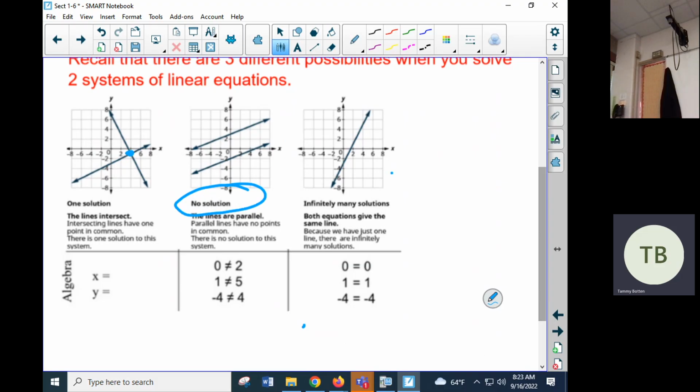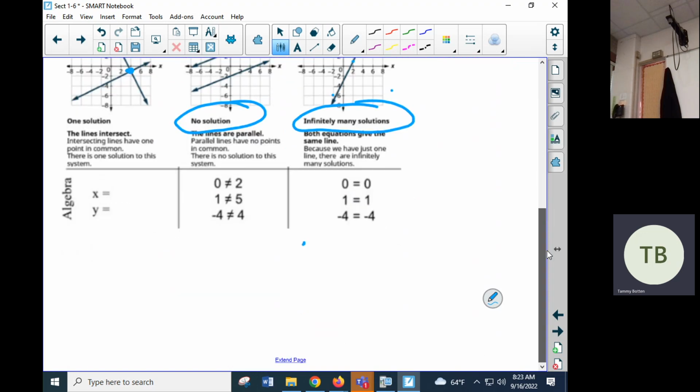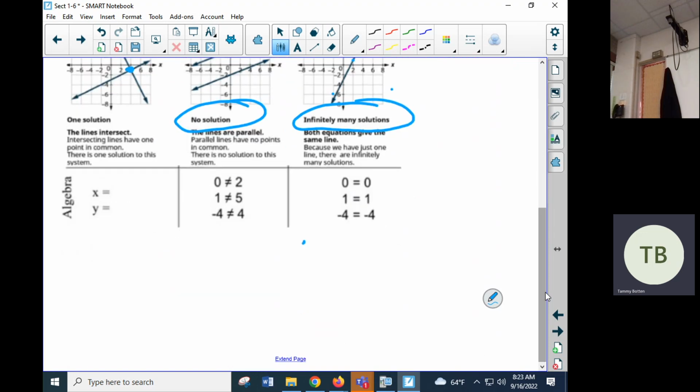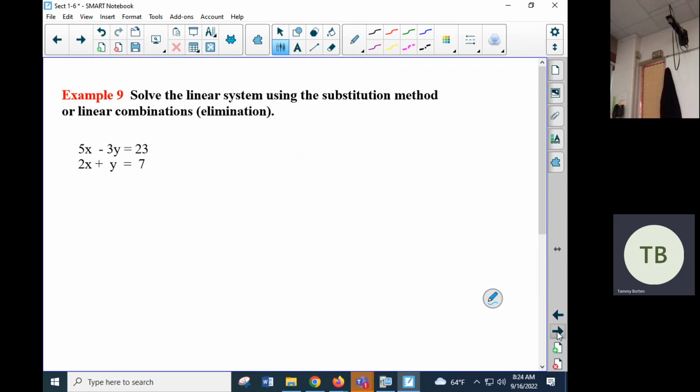And then the last thing that can happen today is both lines can be the same line and then they really intersect in every single point. So that's infinitely many solutions. And how we're going to be able to tell that today is our variables are going to cross out and we're going to have something on each side of the equation that are equal. Here's where they're not equal. Here's where they are. Okay. So if we go to this page, I'm going to show you using linear combinations.